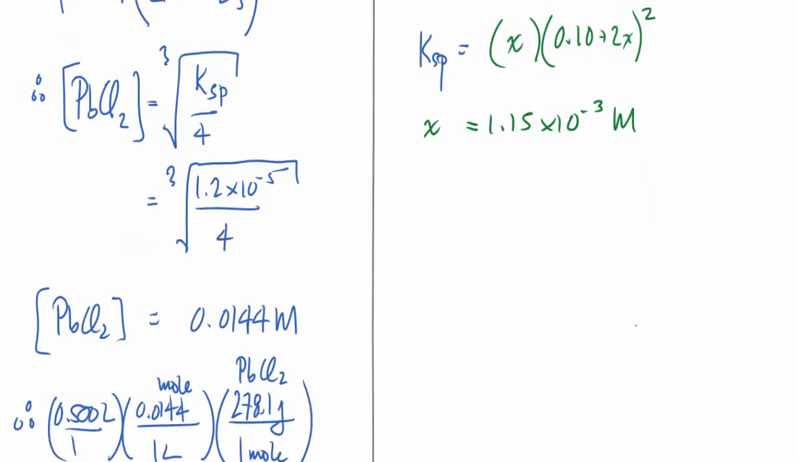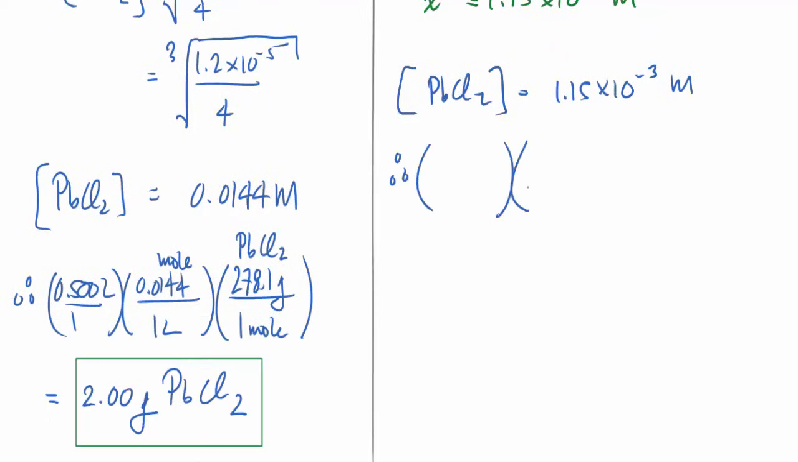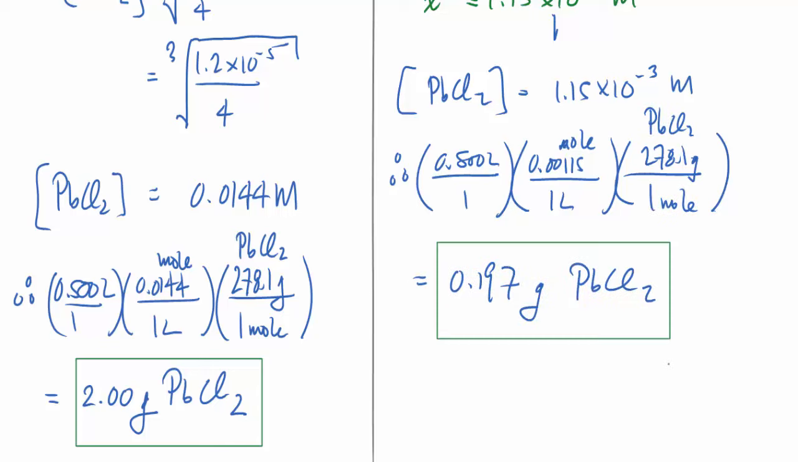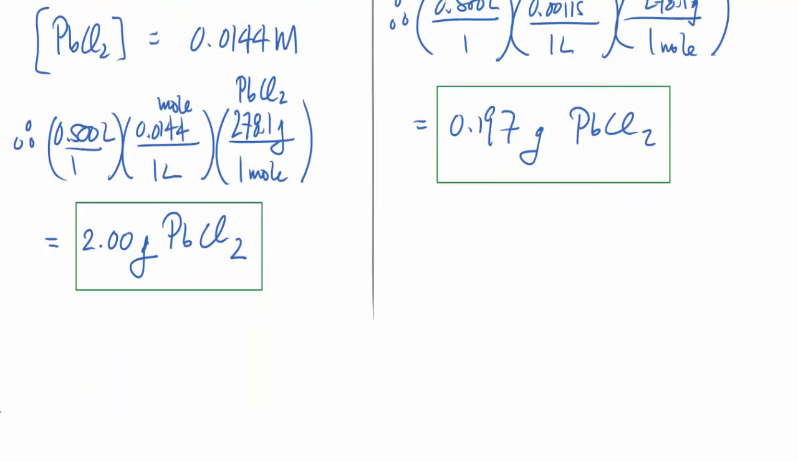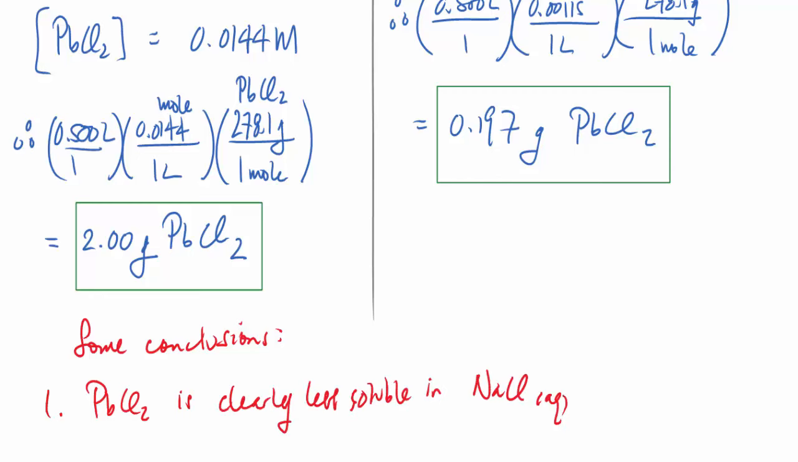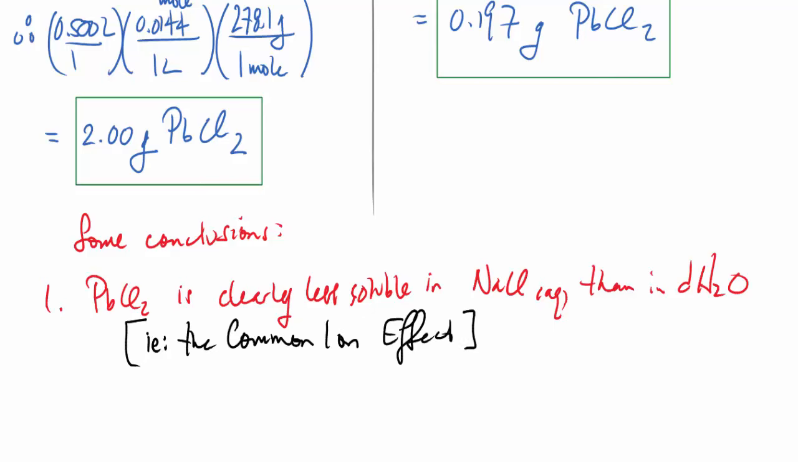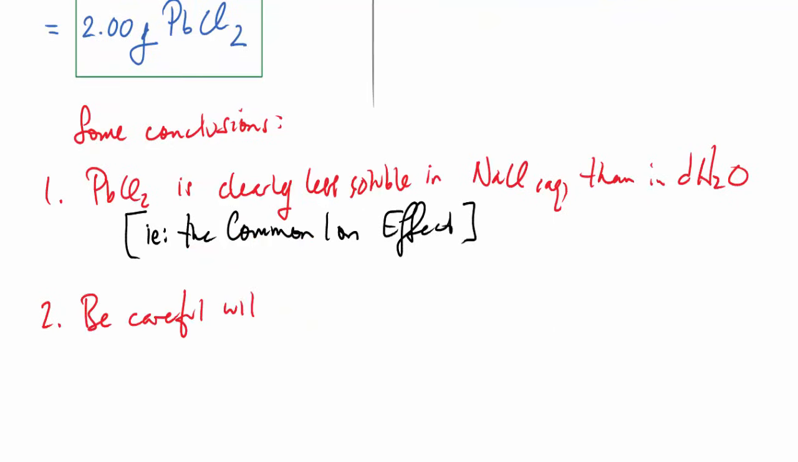So consequently, the 0.0011 is 1.15 by 10 to the minus 3 molar. So there's the lead 2 chloride as 1.15 by 10 to the minus 3 molar. Same calculation as before, half a liter, now 0.0015 mole per liter, and 270.1 gram per mole. Calculate, and we get 0.197 grams of lead 2 chloride. Clearly, significantly less lead 2 chloride was dissolvable in the solution that had the chloride ion in it already. Okay, so clearly less soluble in sodium chloride than in distilled water. That's the common ion effect.